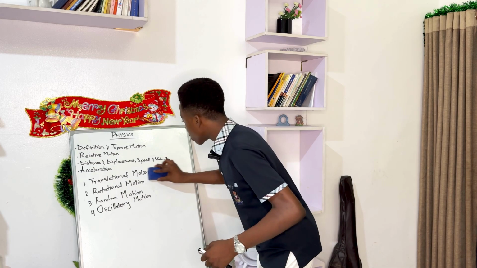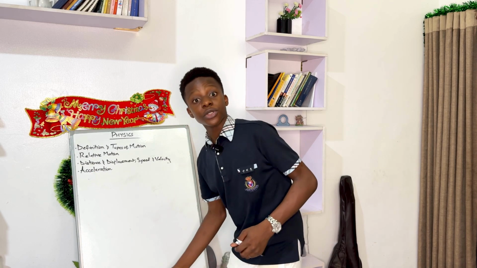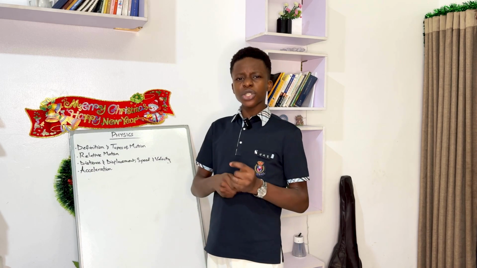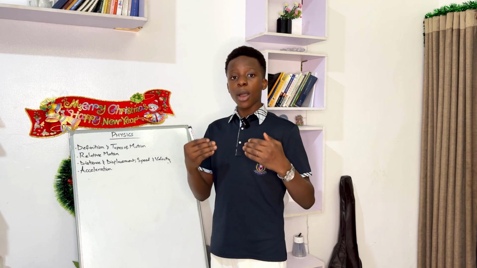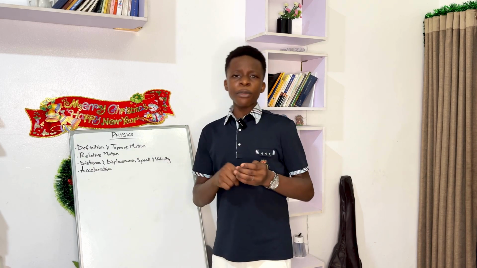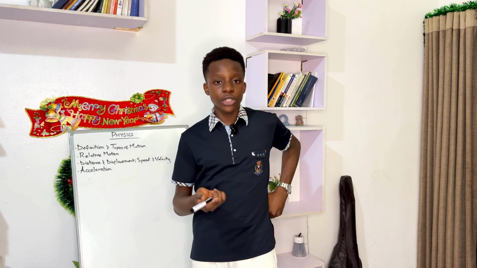And now that we've talked about types of motion, I'm going to explain to you one special type of motion, relative motion. What is relative motion? Relative motion is simply the way an object perceives another object's motion. So an example is, if you're traveling and you look outside, you see trees, right?